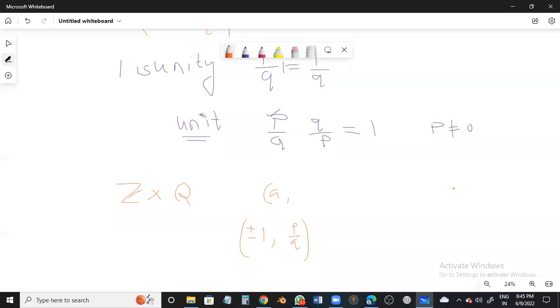How many pairs are there in all? Only two? Plus 1 and minus 1 from Z, and P by Q from Q. So with one, you will have P by Q kind of terms, and with minus one, P by Q kind of terms. So how many are there?